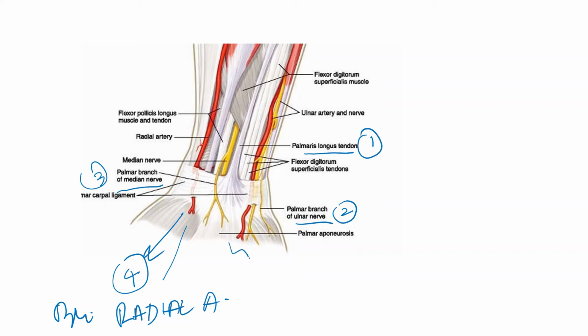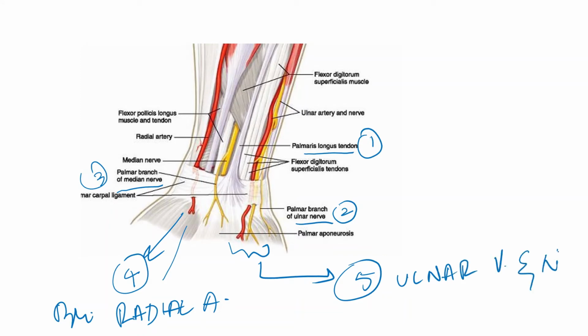Next, what we see here are the ulnar vessels and nerves. So all these make up the structures which pass superficial to the flexor retinaculum. I repeat, the structures passing superficial to the flexor retinaculum are the palmaris longus tendon, the palmar branches of the ulnar and the median nerve, the superficial palmar branch of the radial artery, and the ulnar vessels and nerves.